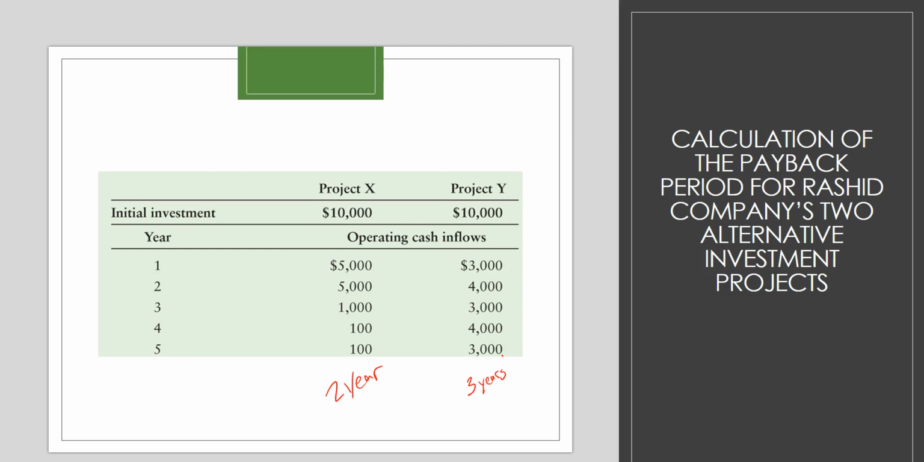But let's see what happens after the 2 years for Project X. After the 2 years, you're only going to receive an additional $1,200. But with Project Y, you're going to receive an additional $7,000. And this $7,000 is not being represented in the payback period analysis because it ignores everything that happens after the payback period.